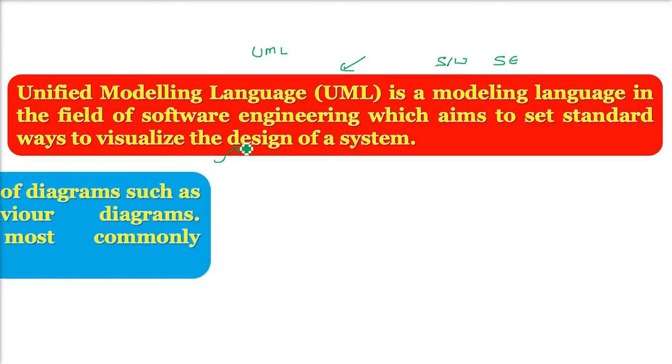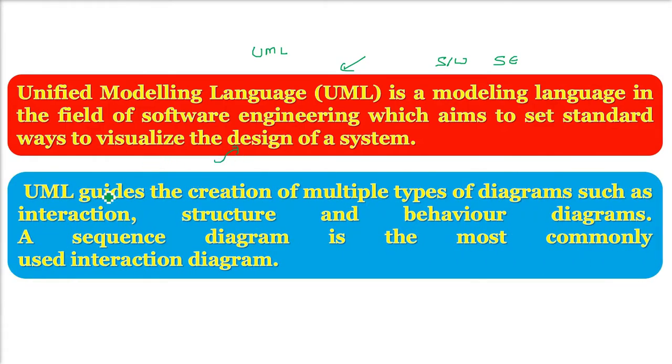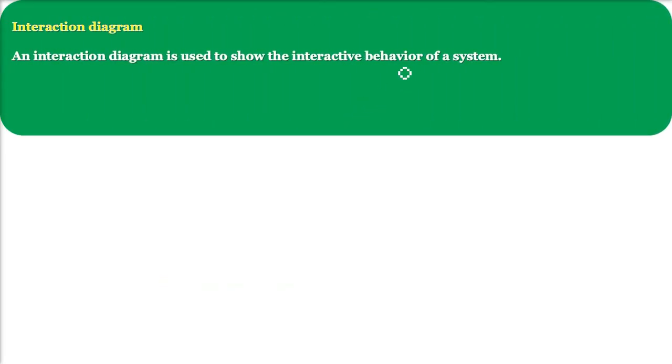This UML, Unified Modeling Language, guides the creation of different types of diagrams, like the interaction diagram, the structure diagram, and the behavior diagrams. Sequence diagram is the most commonly used interaction diagram. So the question comes, what is an interaction diagram? An interaction diagram is used to depict or show the interactive behavior of a system. That is, in a system, different components and parts, how they interact.